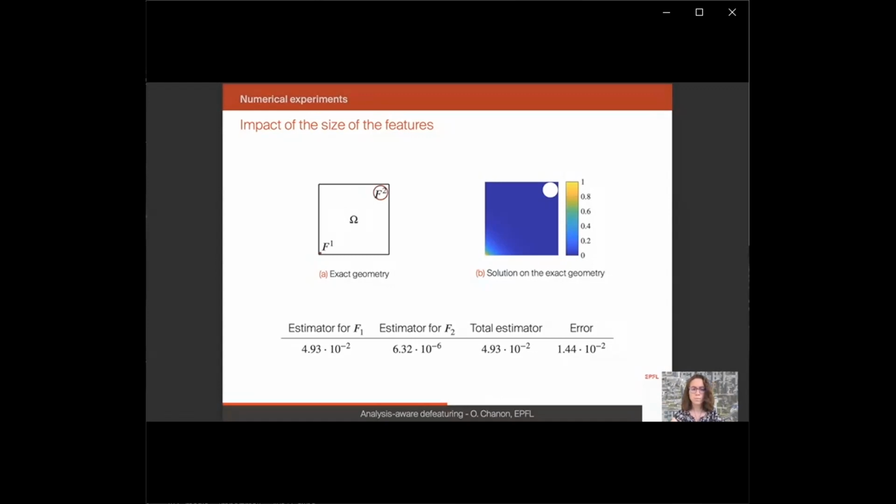E1, the estimator corresponding to the feature F1, is 4 orders of magnitude larger than E2, which is the estimator corresponding to the feature F2. This confirms the fact that our estimator correctly assesses the impact of defeaturing on the solution. It is not only driven by geometrical considerations, but also by the differential problem at hand.